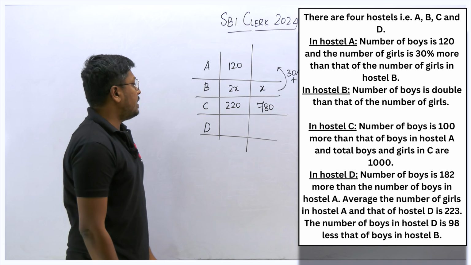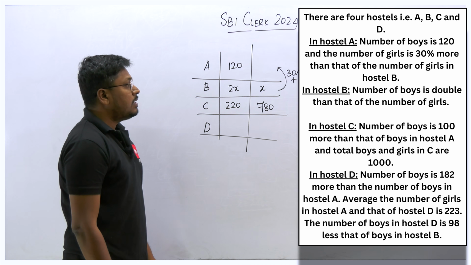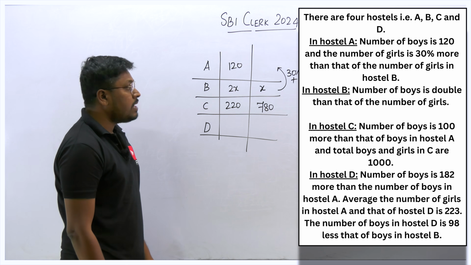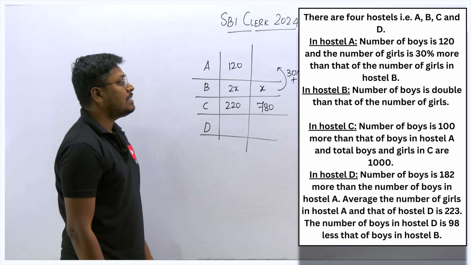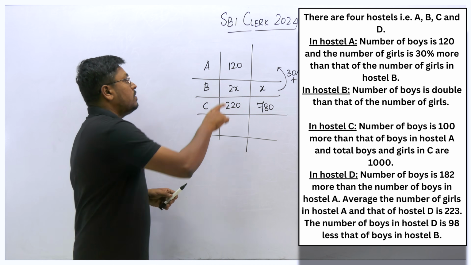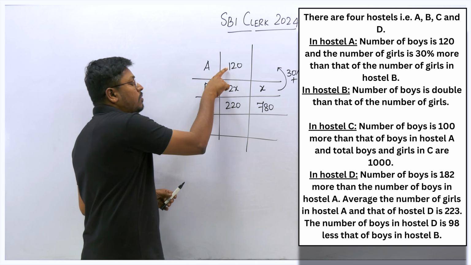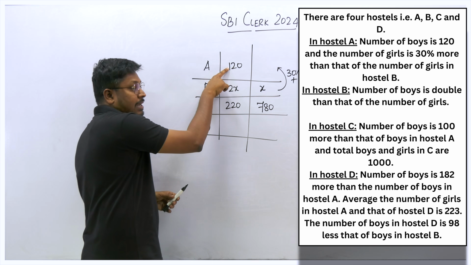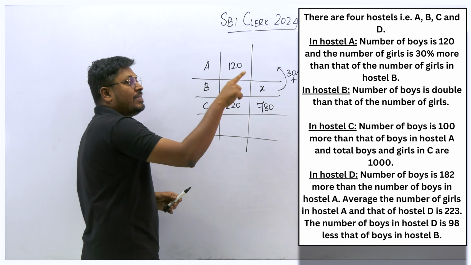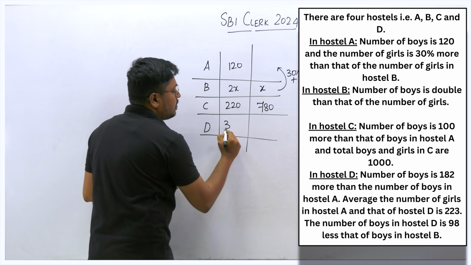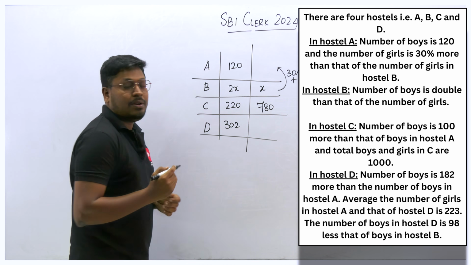So what about the last one, D? In hostel D, number of boys is 182 more than the number of boys in hostel A. So 182 more, right? When you add 180 here, that will be 300. So 182 more is 302. So 302 will be the total number of boys in hostel D.